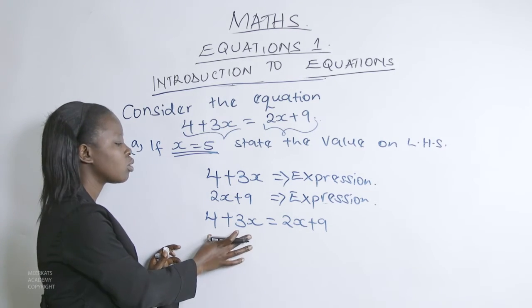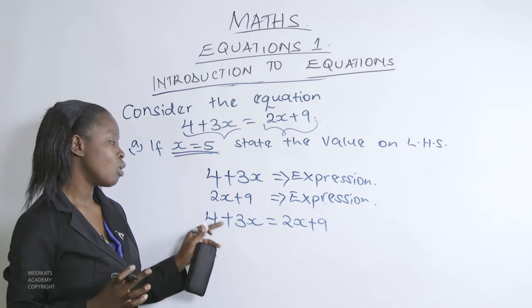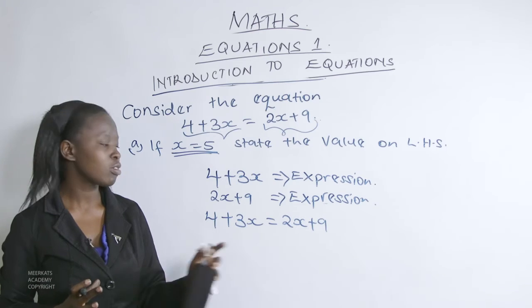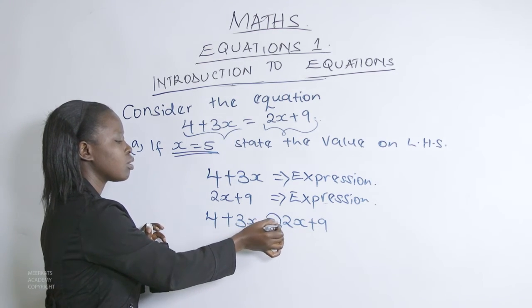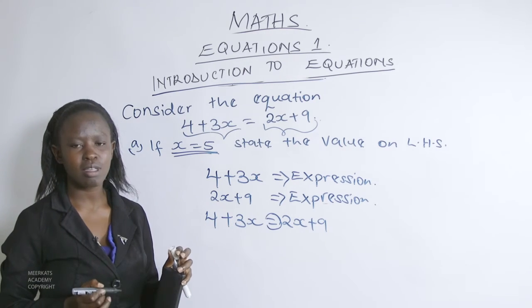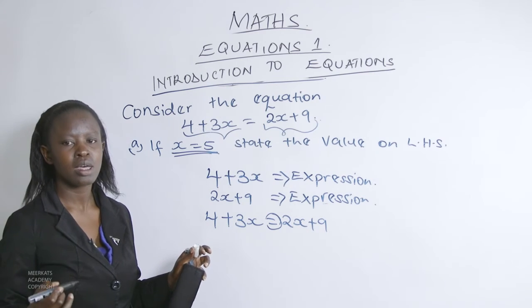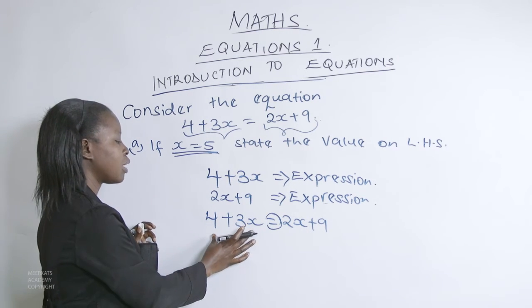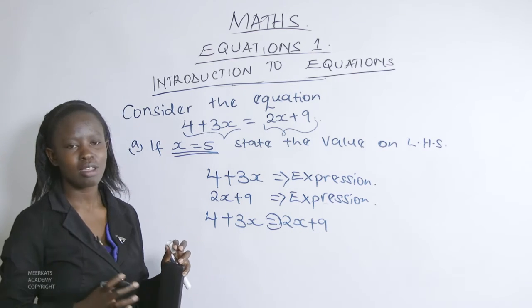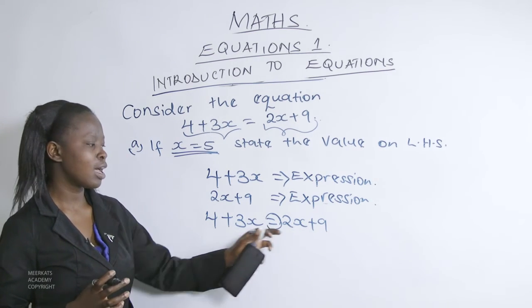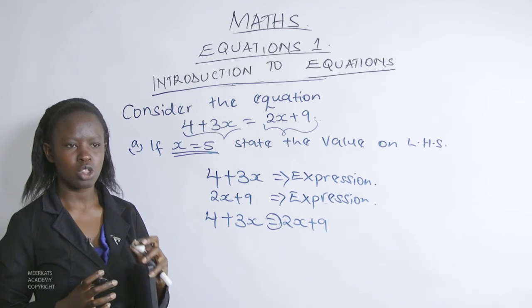I have an expression on the left-hand side. I have an expression on the right-hand side. When you are connecting two expressions, then it becomes an equation because it has been connected with an equal sign, which is showing that the two expressions are equal. So this expression on the left-hand side is equal to the expression on the right-hand side. So whatever I have is what is known as an equation.